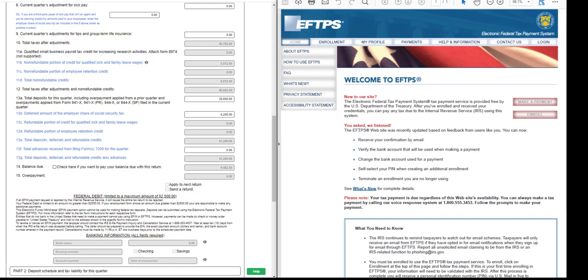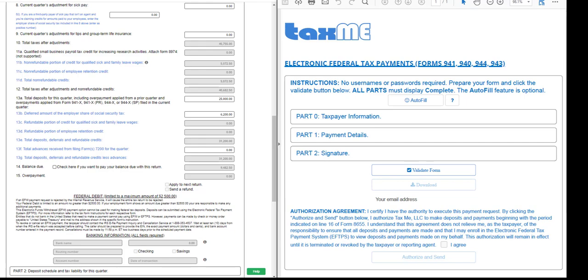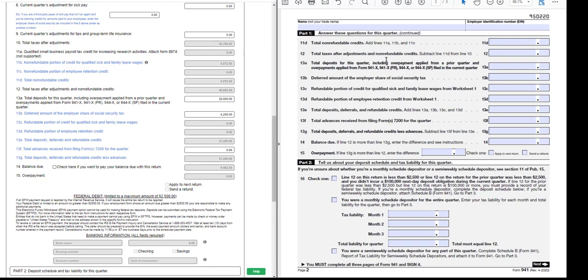A note of caution: the IRS provides a de minimis exception that applies if line 12, total taxes after adjustments and non-refundable credits, is less than $2,500, or line 12 was less than $2,500 in a prior quarter and the taxpayer didn't incur a $100,000 next day deposit obligation during the quarter. For amounts above the de minimis exception, the IRS can impose penalties. In this example, there is no balance due.